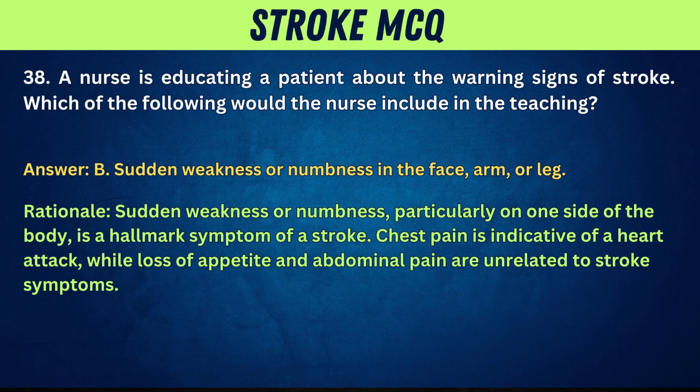Rationale: sudden weakness or numbness, particularly on one side of the body, is a hallmark symptom of a stroke. Chest pain is indicative of a heart attack, while loss of appetite and abdominal pain are unrelated to stroke symptoms.